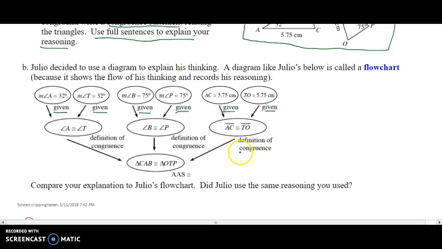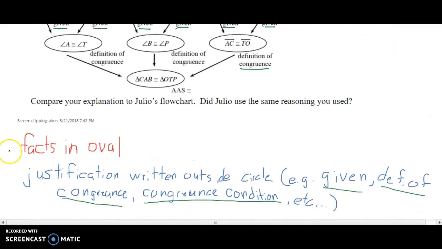Sometimes it might be relying on the definition of congruency. Sometimes it might be relying on the congruency condition. And so the facts are in ovals. The justification for those facts is written outside the ovals. As I said, they can be given, definition of congruence, the congruency condition, and there are of course other things that might also be in play.